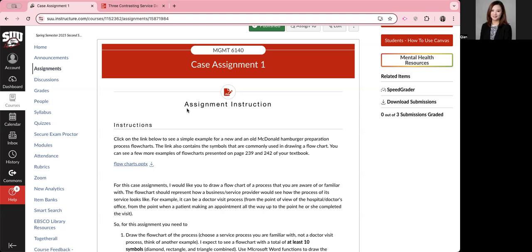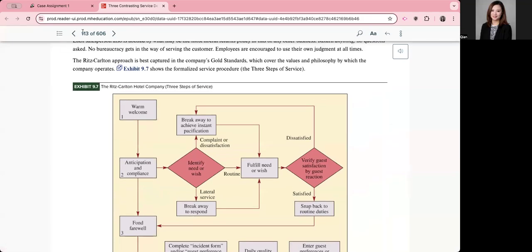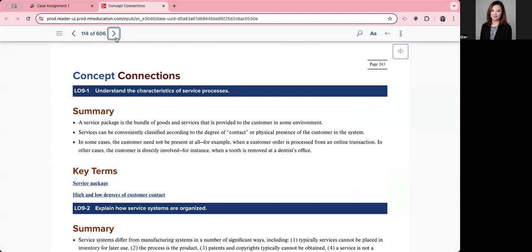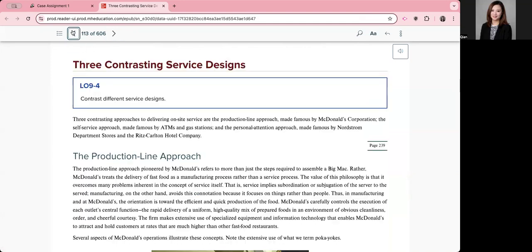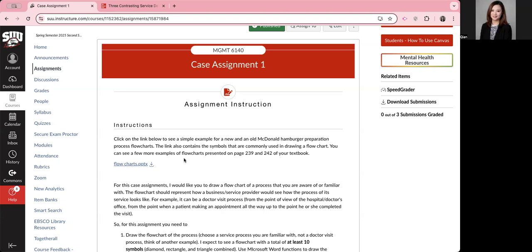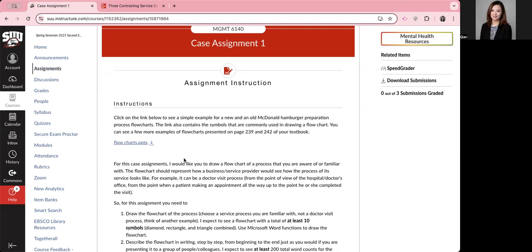In the flow chart, you can find a lot of examples in the textbook on pages 239 to 242. If you use the ebook, it will be 113 of 606 to 114 of 606. The case assignment 1 asks you to draw a flow chart, and we have flow chart PowerPoint slides there as well. Those PowerPoints provide a lot of information about the symbols we generally use to represent the different activities of a process.